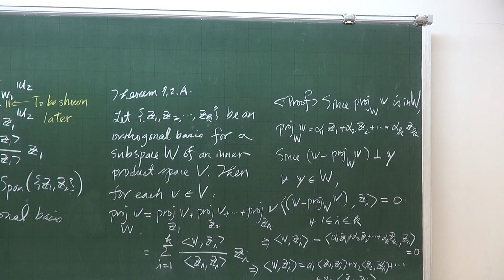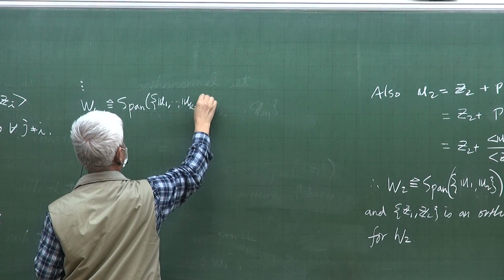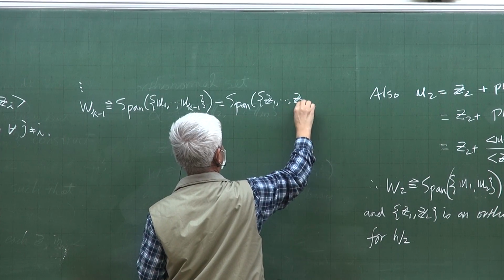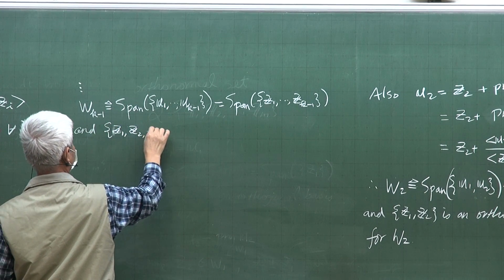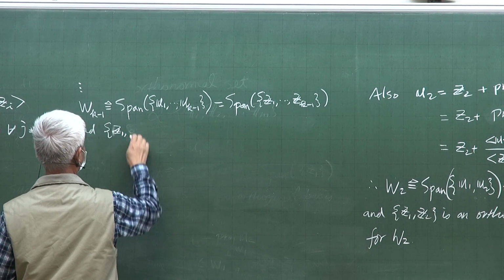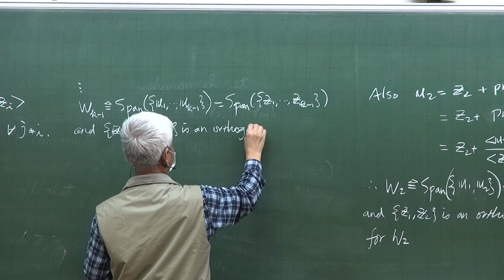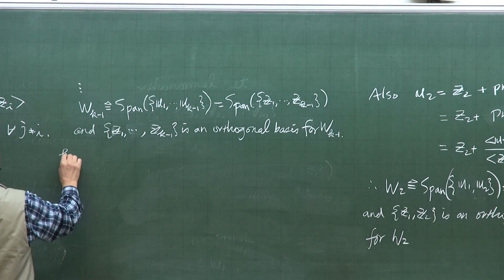Okay, so suppose that we have W k minus 1 equal to the span of u1 up to u k minus 1, and z1 up to z k minus 1 is an orthogonal basis for W k minus 1. Alright, so now we go to the k-th step.